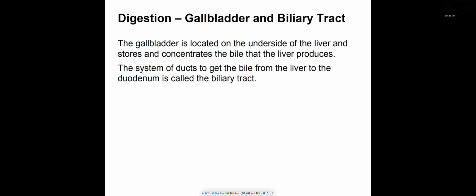So when we look at digestion, the gallbladder is primarily involved with the biliary tract. Remember, the gallbladder and the biliary tract are primarily responsible for storing and concentrating bile that's produced from the liver. So the liver makes it, sends it either to the small intestine or sends it to the gallbladder for storage and further concentration.